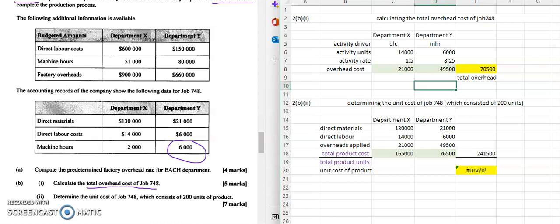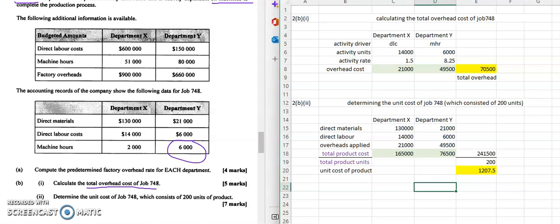When I add the two together, it gives me that the total production cost of the 200 units is 241,500. Now, the unit cost, I simply divide by the number of units produced. So it clearly says that there were 200 units produced. So I just divide by the 200, and that should give me the cost per unit. All right, so the cost per unit is $1,207.50. So that answers part B.